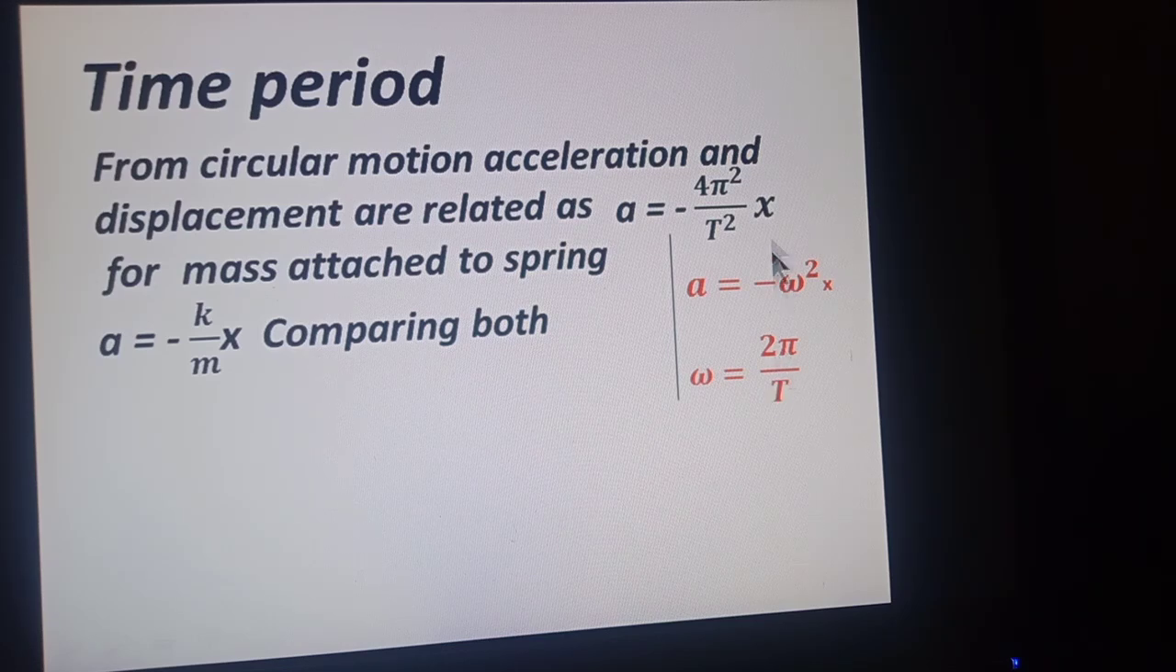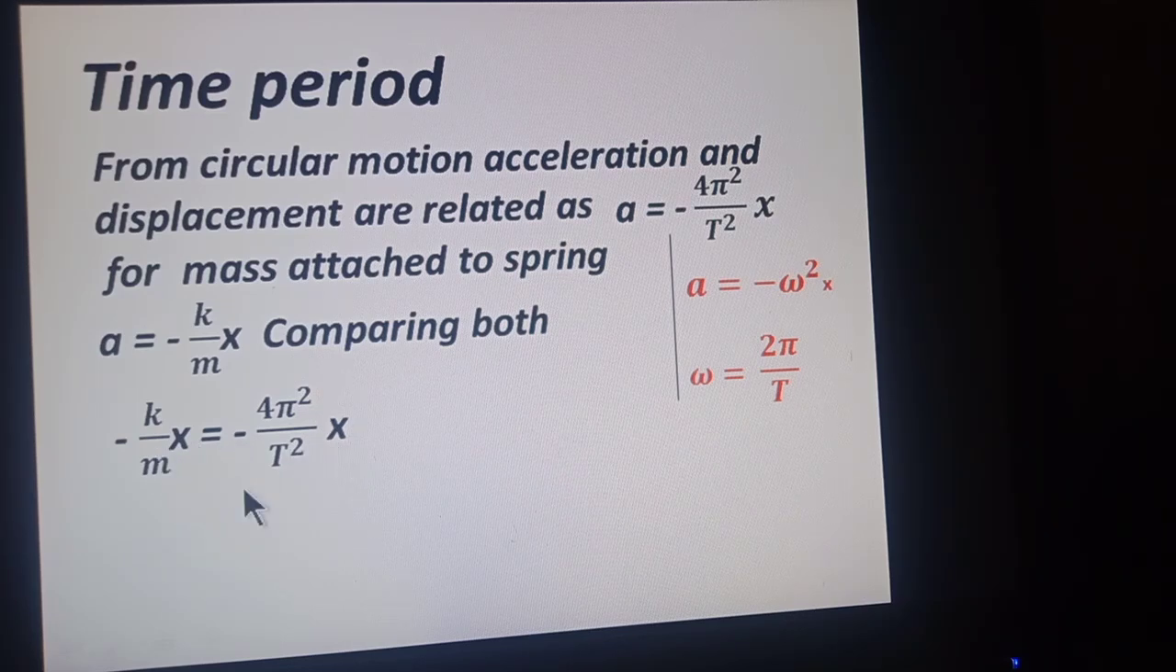So putting these values here, we get expression for acceleration as 4 pi square over T square, this value of omega square here. So acceleration is equal to minus 4 pi square over T square into x. It is the acceleration for circular motion. Now for mass attached to the spring, we have just calculated its acceleration is equal to minus k by m into x, where k is the spring constant and m is the mass. Comparing these two relations, one for acceleration of circular motion and one the acceleration of mass attached to spring, we get an expression like this: minus k by m into x is equal to minus 4 pi square over T square into x.